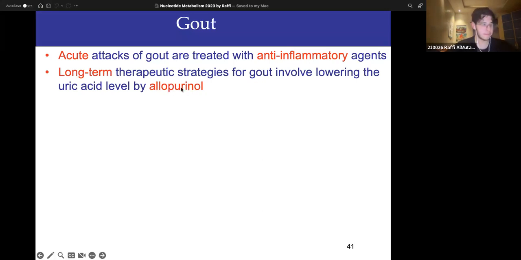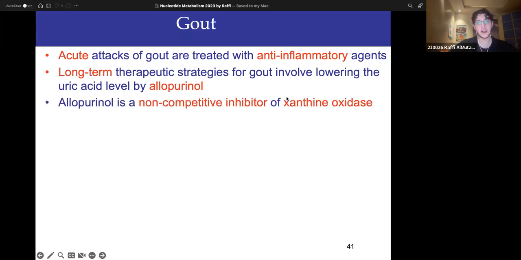From this whole section, the most important drug to remember is allopurinol. There are other drugs, but allopurinol is very important. Allopurinol is a non-competitive inhibitor of xanthine oxidase. Non-competitive means it's not going to bind at the same binding site. It's going to completely block it off, permanently bind, and inhibit this enzyme called xanthine oxidase, which converts xanthine or hypoxanthine into uric acid. I'll show you a picture of that very soon.